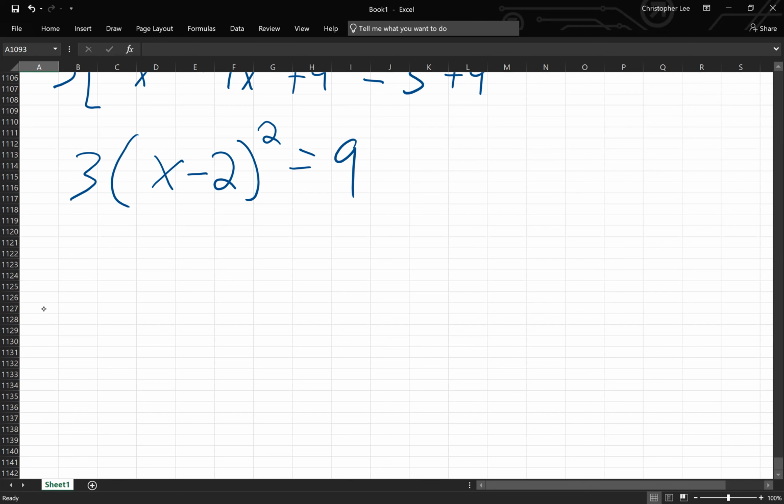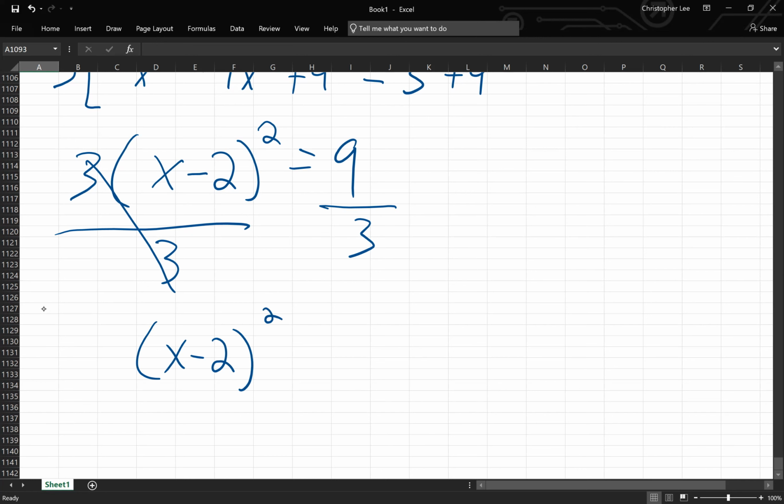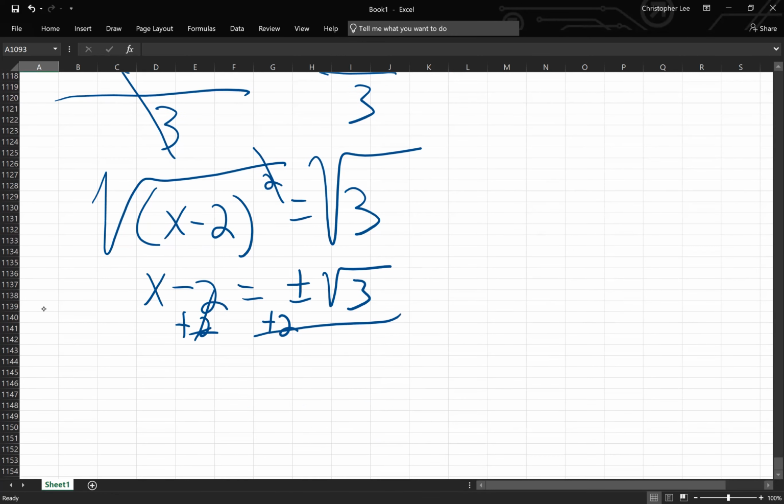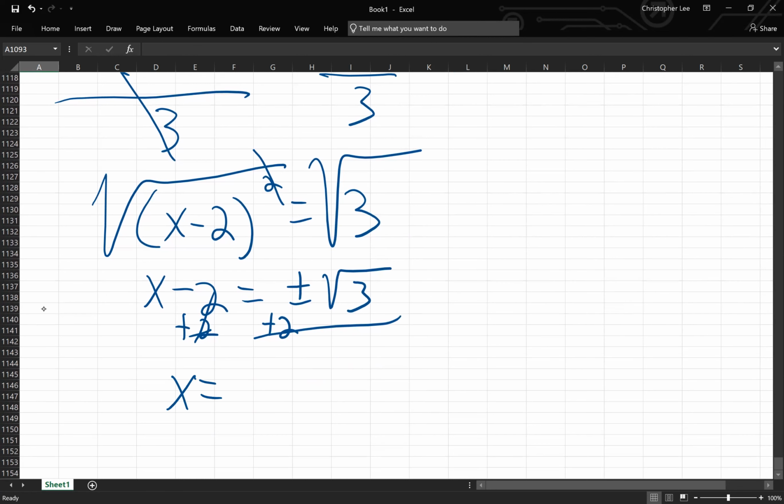So real quick, let's solve for x. I'm going to divide by 3 over here. What I do to one side, I have to do to the other. So now I have x minus 2 squared is equal to 3. I'm going to square root both sides, get rid of that square. So I have x minus 2 is equal to plus or minus square root 3. I'm going to add 2 to both sides. Final answer, x is equal to 2 plus or minus square root 3. And that's it.